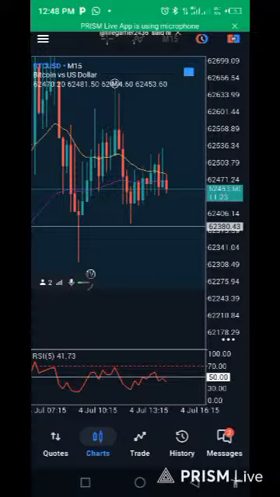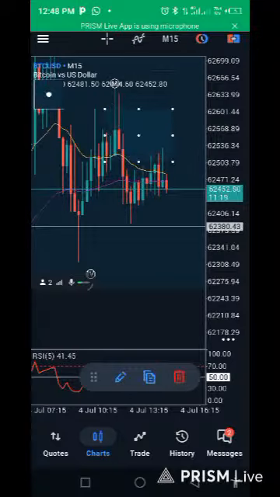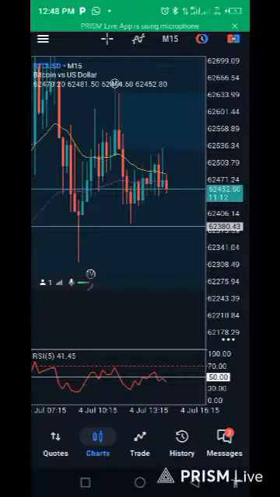This is where the price is reacting to now. There is an order block here. This is a 15 minutes time frame. There's another block here on the BTC USD. You can see it has tested.